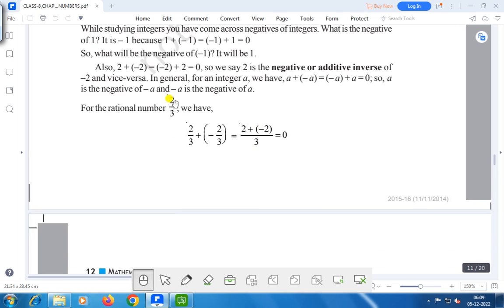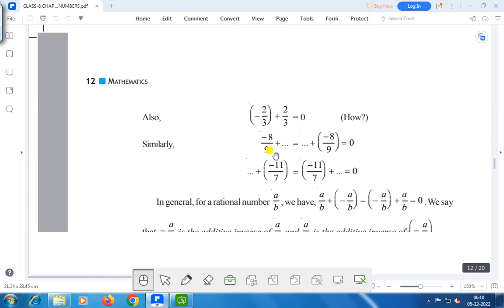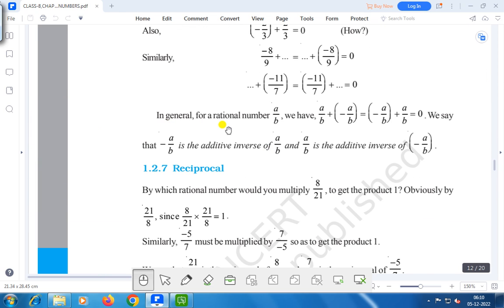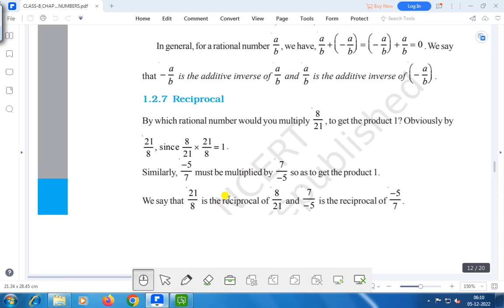For the rational number 2 by 3, we have 2 by 3 plus minus 2 by 3 is also 0. In general, for rational number a by b, we have a by b plus minus a by b, or minus a by b plus a by b, is equal to 0. We say that minus a by b is the additive inverse of a by b and a by b is the additive inverse of minus a by b.